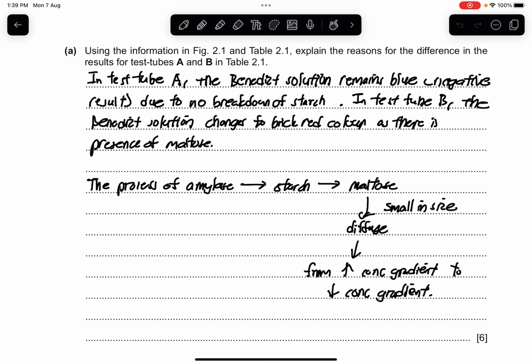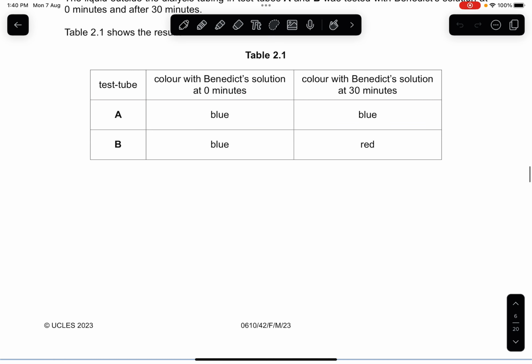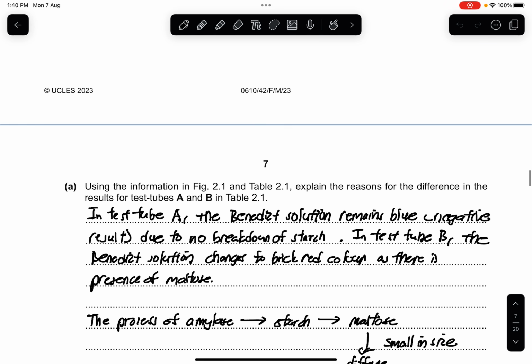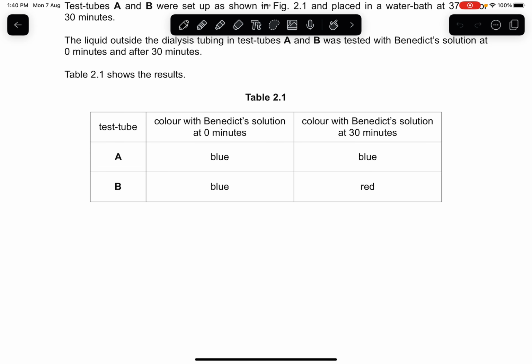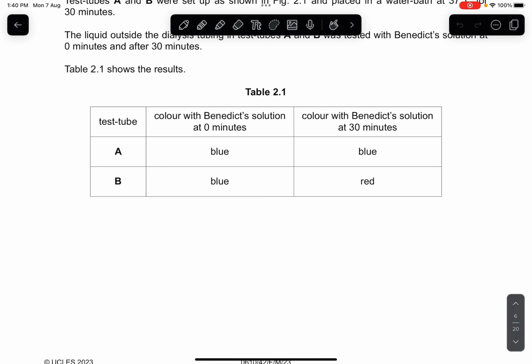So they technically ask you to analyze the question that's been given, and the results have also been provided. They ask what makes it different. So I would say in test tube A, the Benedict's solution remains blue, a negative result, because there is no breakdown of starch. You can see that the Benedict's solution is blue at 0 minutes, and after 30 minutes it is also blue. It means that there is no breakdown of starch. And in test tube B, the Benedict's solution changes to brick red color as there is a presence of maltose, or you can say there's a digestion of starch going on. So you can see it go from blue to red.